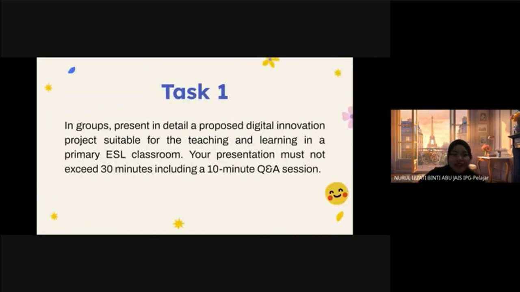So this is the task. In groups, we are to present in detail a proposed digital innovation project suitable for the teaching and learning in a primary ESL classroom. And our presentation must not exceed 30 minutes, including a 10-minute Q&A session.